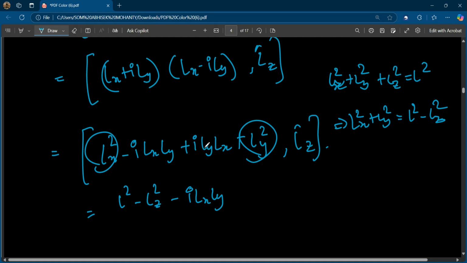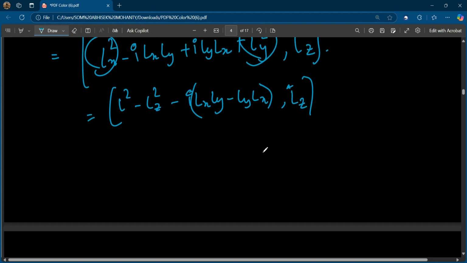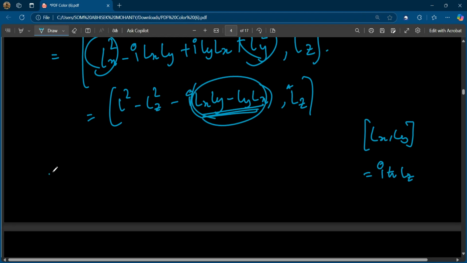Minus i Lx Ly plus i Ly Lx, and Lz. If you remember, this Lx Ly commutation is i h cut Lz. Simply we can put here in this place i h cut Lz. So L square minus Lz square minus i, i minus 1 plus h cut Lz. Got it?